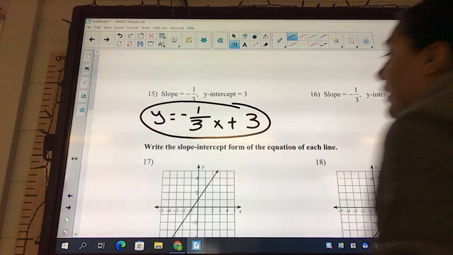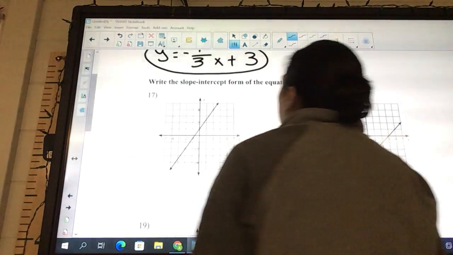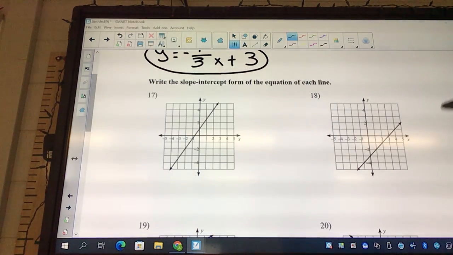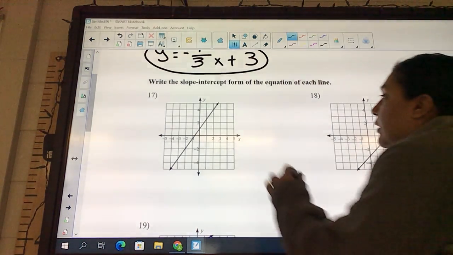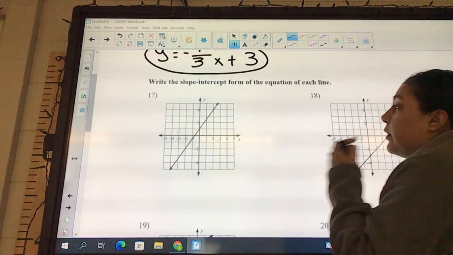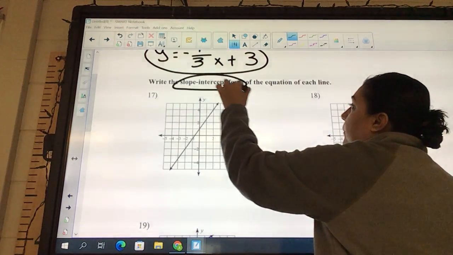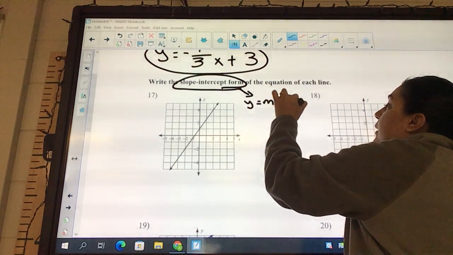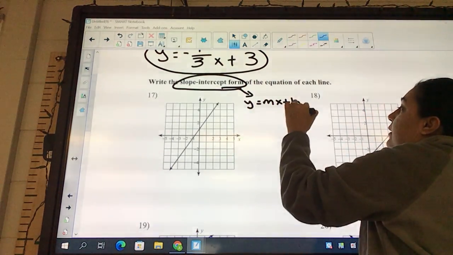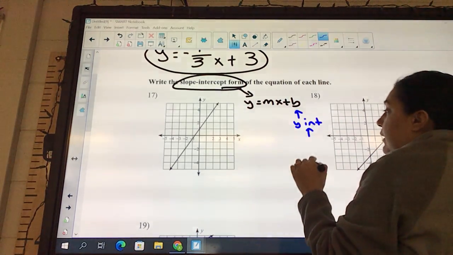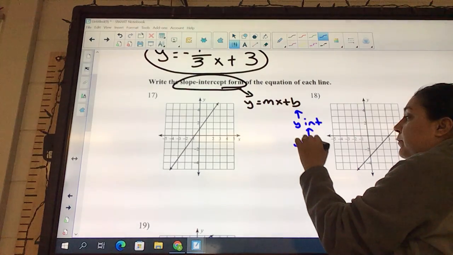Okay, 17. These ones want you to write the slope-intercept form of the equation of each line. So I have to write some notes on here. I'm going to write them in between, but leave a little room so you can do the work down here. My slope-intercept form is y equals mx plus b. This is called the y-intercept. It's our starting amount.